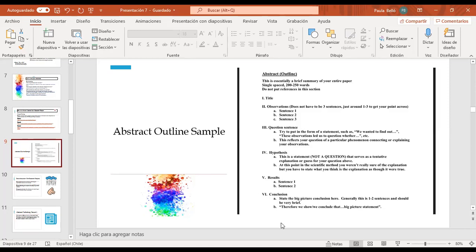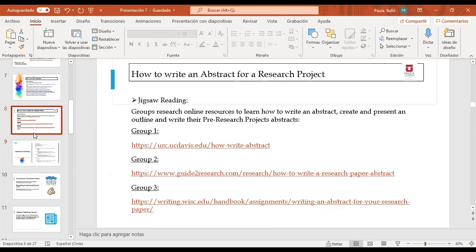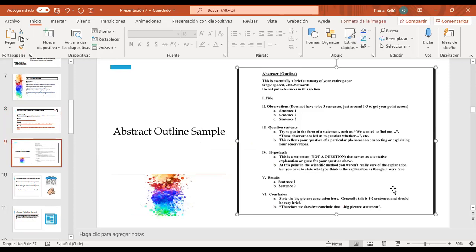So this is one outline of an abstract. This is what you need to produce. We will have a 5 to 10 minute break and 10 more minutes to do this. So you read your websites and organize an abstract. Yes, this is a sample.